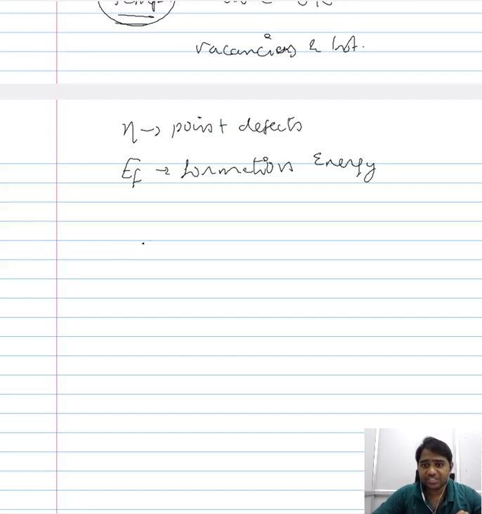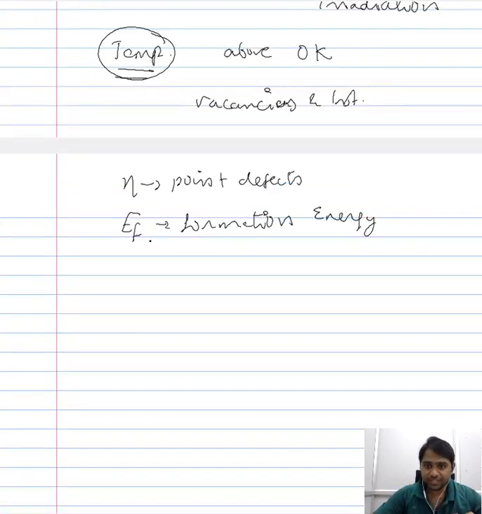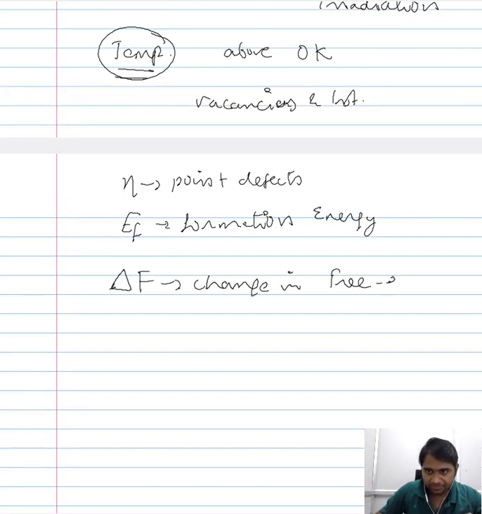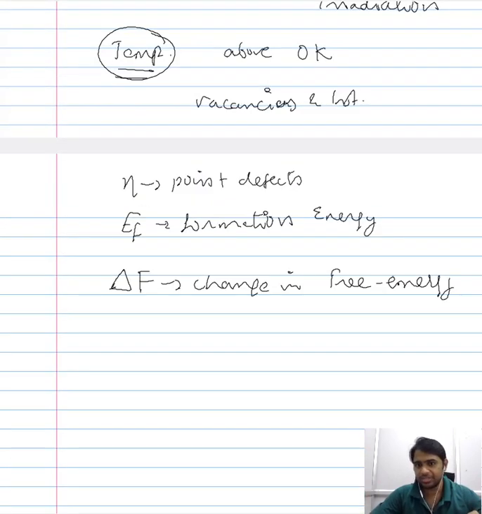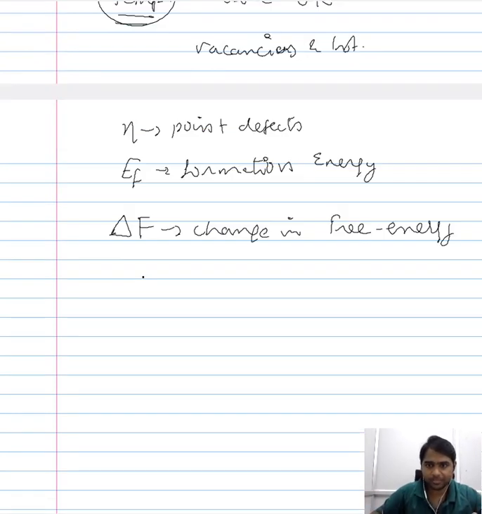Now the change in the Helmholtz free energy will be delta F. So this will be the change in the free energy. I hope you have some idea of the difference between Helmholtz and Gibbs free energy. Maybe you can brush that difference up. So let us assume that because of the introduction of the point defects, we have a change in the Helmholtz free energy, delta F.